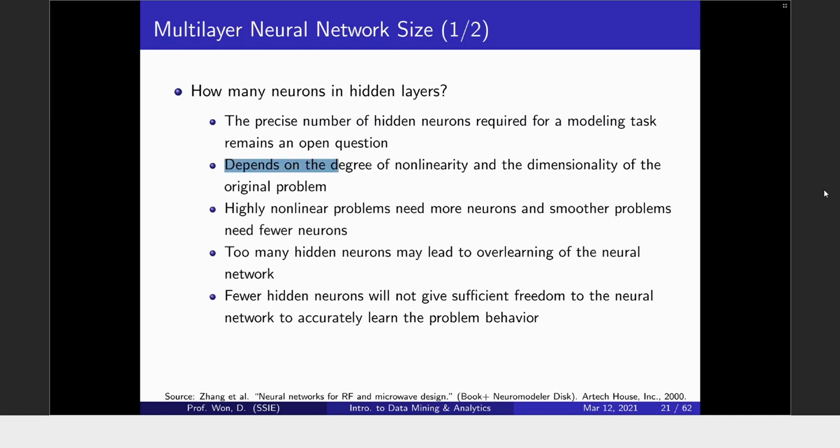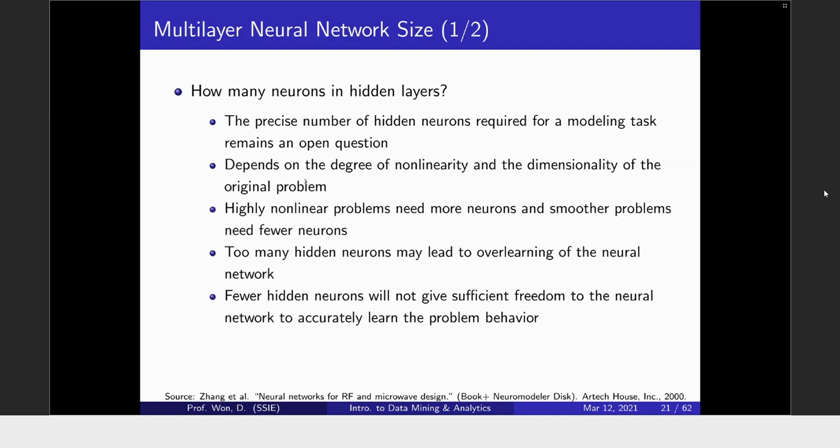It depends on the degree of non-linearity and the dimensionality of the original problem. Definitely, as I mentioned before, if we have more and more neurons, more and more nodes in the hidden layer, then the calculation process is much more complicated. Think about it, there are so many connectivities. Then the dimensionality and the non-linearity of the problem are going to increase. And how complicated is our original problem?